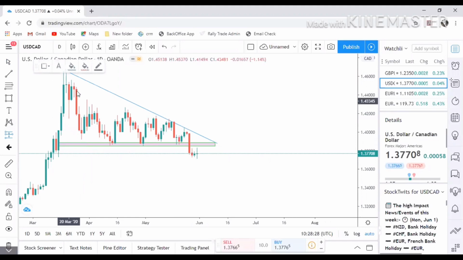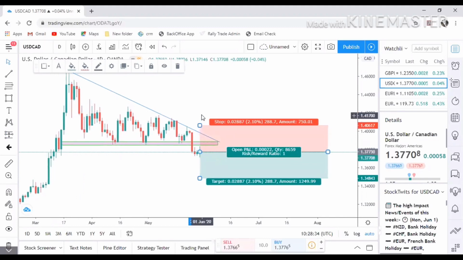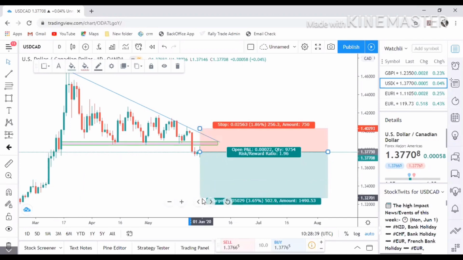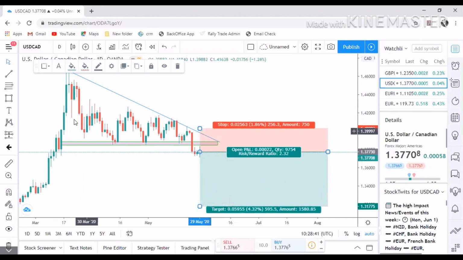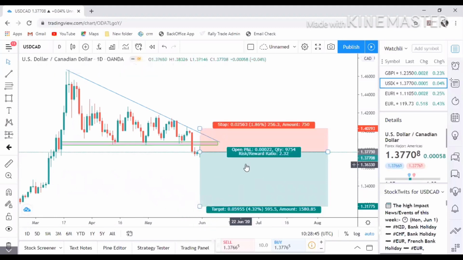Remember, short position. Measure this move, the difference between this and this, and use that as a profit. So you either go short now, enter here, have your stop loss above the triangle to be safe, and have your take profits. Measure this move and have that as a take profit. So that's my first analysis on the USD against the Canadian dollar.